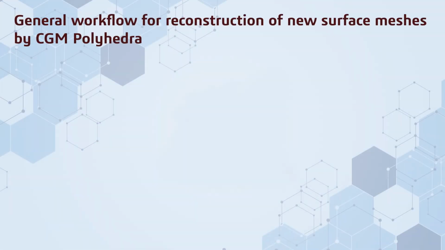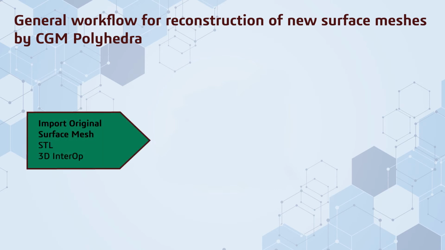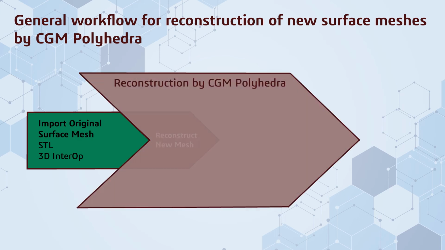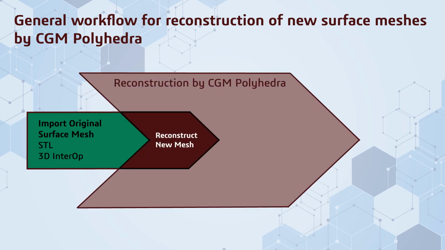In the last two examples with intraoral scan data, the same general workflow with three basic steps applies. First, a surface mesh is imported into an application, for example with Spatial's 3D Interop. After importing the surface mesh, you can see it has many irregular holes and gaps. Second, CGM Polyhedra reconstructs a new surface mesh.